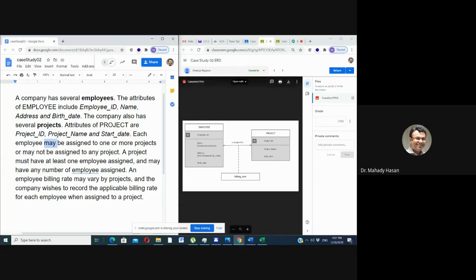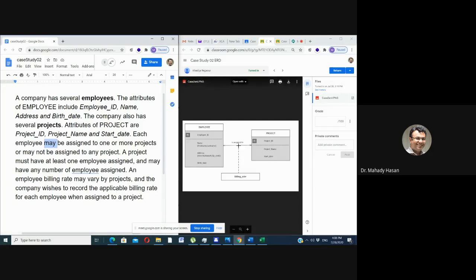Very good. A project must have at least one employee. That's why mandatory, must. Any number of employees can be assigned, that means many. So a project might have multiple employees assigned to it. And an employee may have a billing rate.